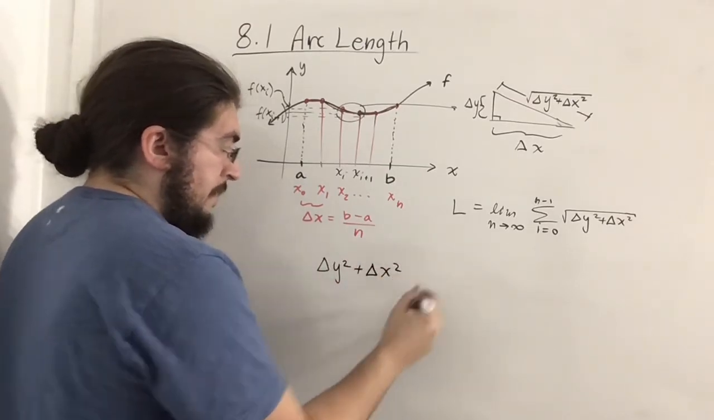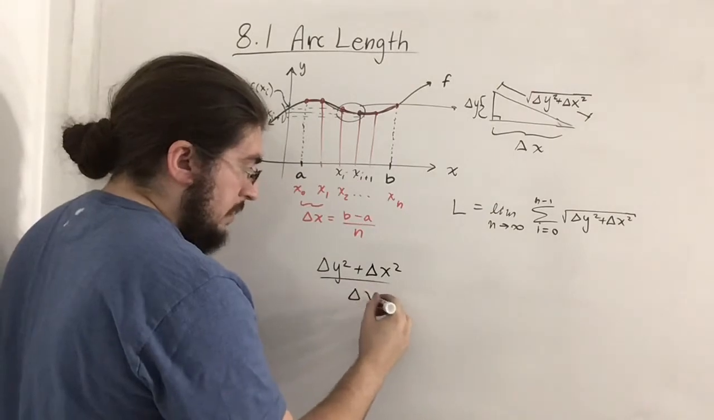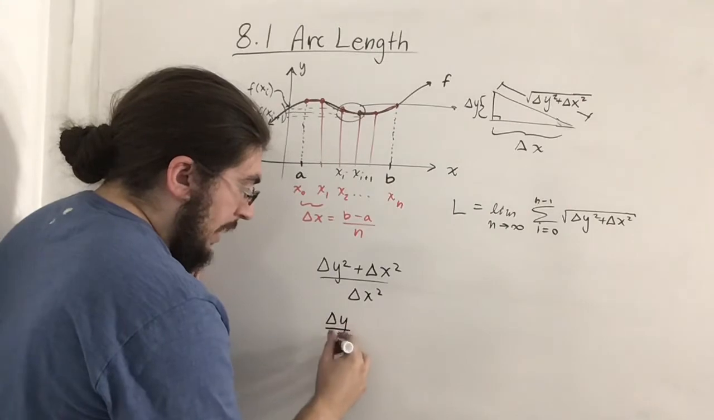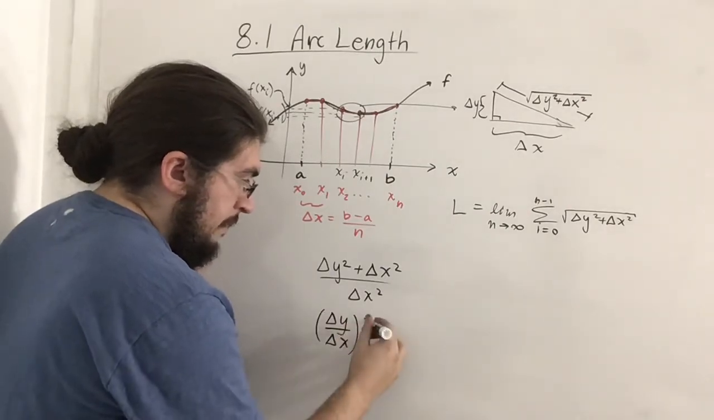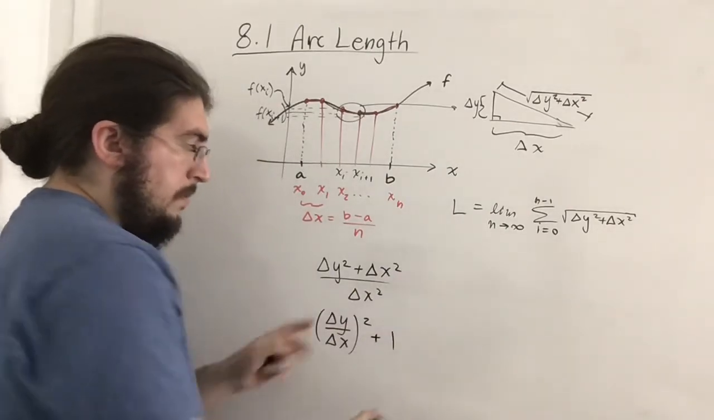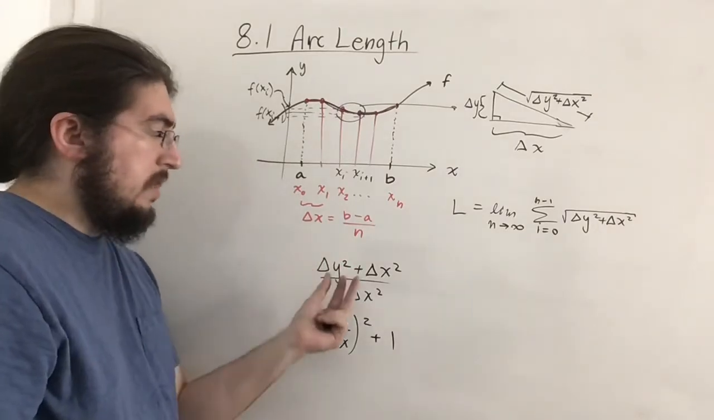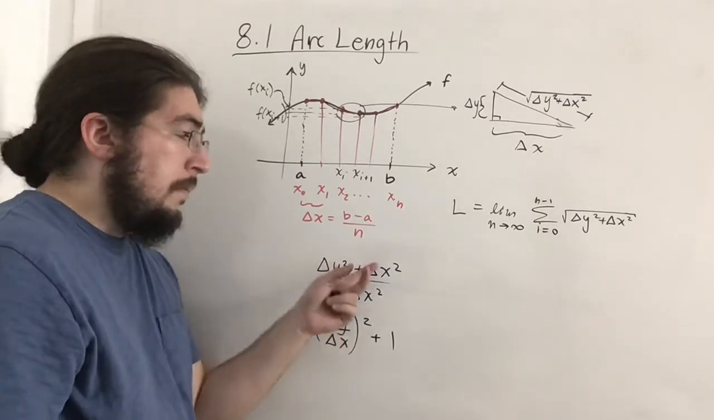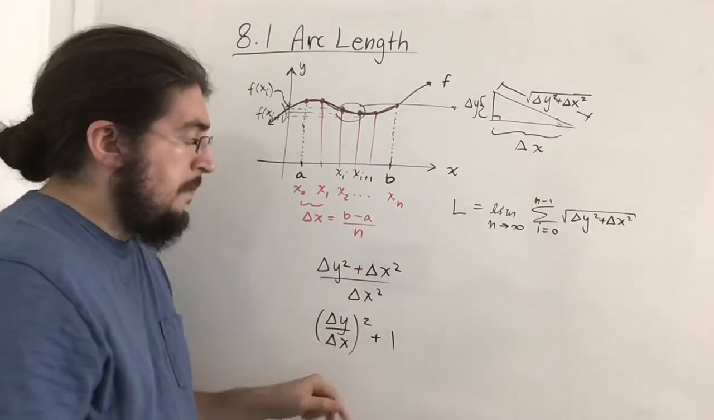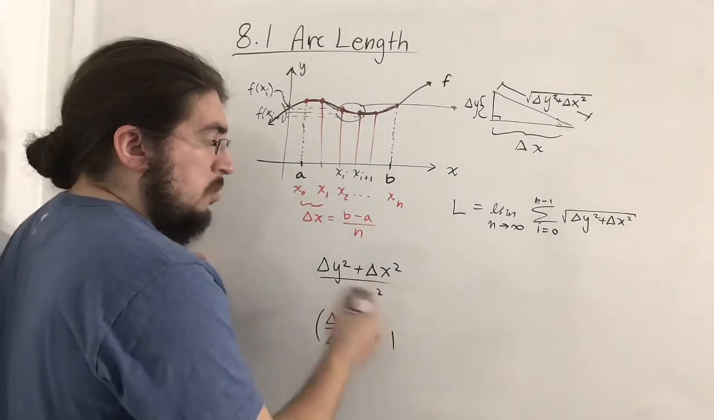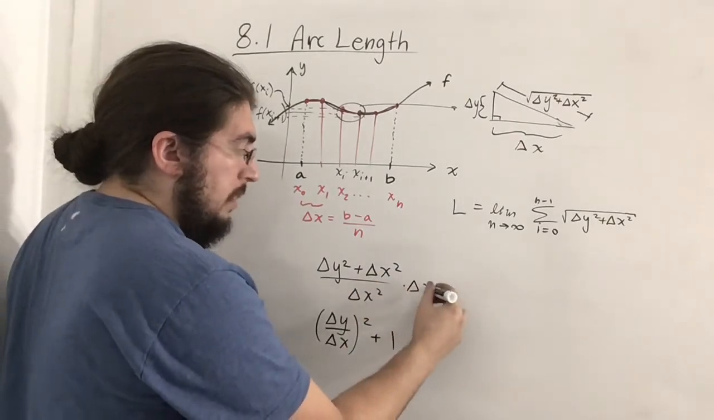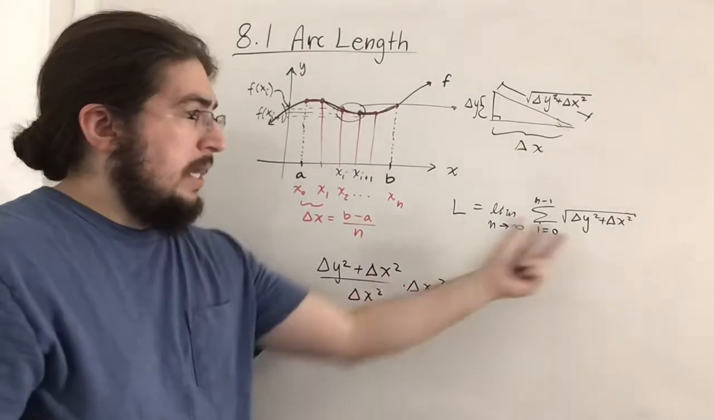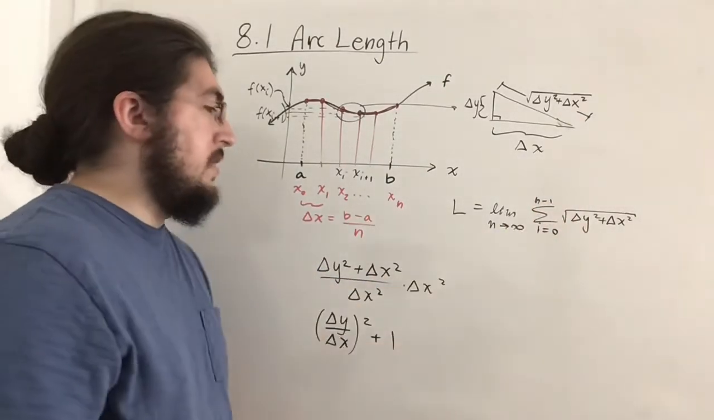So what I'm going to do is divide by delta x squared. Why? So that when you split this up, you get (delta y over delta x) squared plus 1, because delta y squared over delta x squared is the slope all squared, plus delta x squared over delta x squared is just 1. And notice, since we're dividing by delta x, we better multiply by delta x squared, so that we have cancellation and we end up with just the original thing we're summing over anyways.